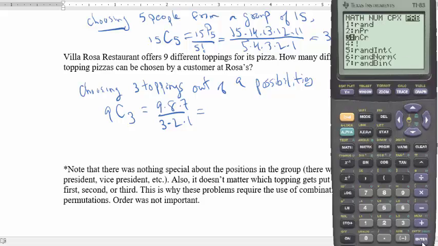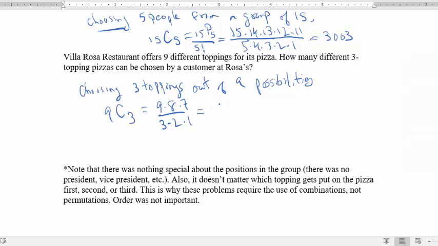and if you have a scientific calculator and not a graphing calculator, there's probably a PRB button on the calculator. You don't have to go to a math menu. You probably just hit the PRB button. So that's 84. So 9C3 is 84. So there's 84 possible 3-topping pizzas that you can create.